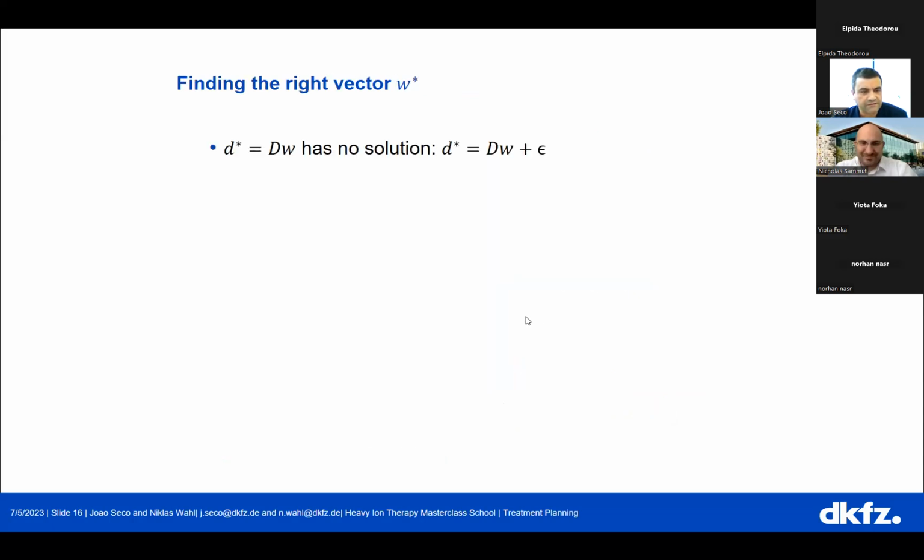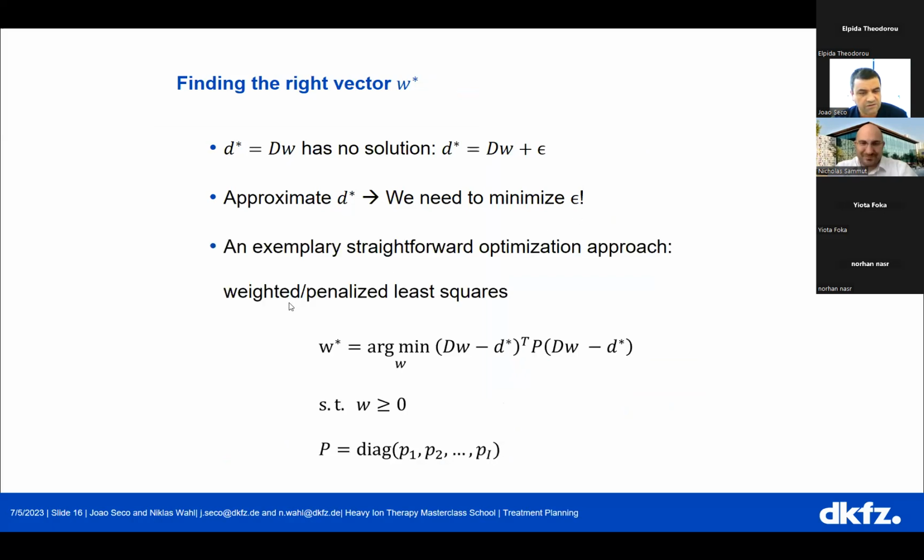Okay, so how do we find the correct vector? Well, D equals DijW has no exact solution, so we have to add a small epsilon, and we try to approximate D star, which is the optimal solution, by minimizing the epsilon. So there are different ways to do that, but the simplest way is to produce a quadratic function which we're going to minimize. So in the case of a quadratic function, which is represented here, notice that there is a quadratic, x transpose times P times x. This is effectively what's represented here. And this represents a quadratic function, which means that you have a minimum.